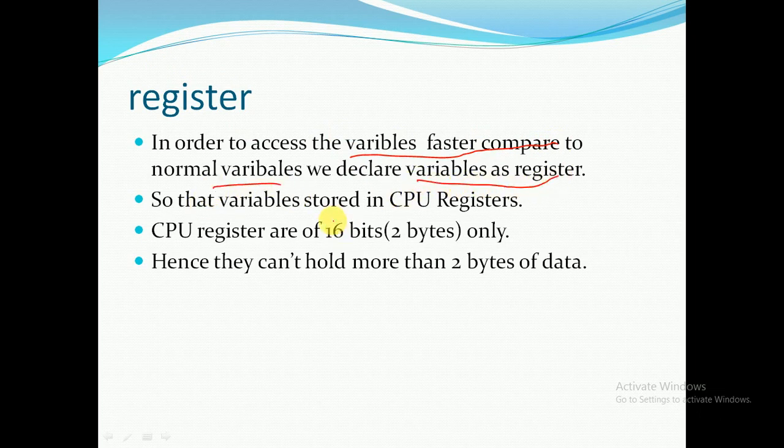If you declare a variable as register, that variable is stored in the CPU registers. CPU registers are of 16 bits only, that means 2 bytes. Hence they cannot hold more than 2 bytes of data. If you want to store integer, short, or character type data below 2 bytes, a register can hold it. Otherwise it will not hold, because its maximum capacity is 2 bytes of data.